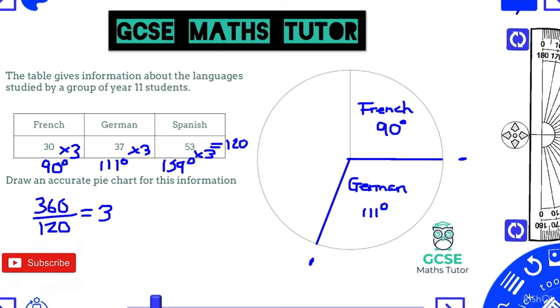There we go. And the last part of the pie chart here, which, as we only have one left, is Spanish. So we'll label that as Spanish. And that is 159 degrees.